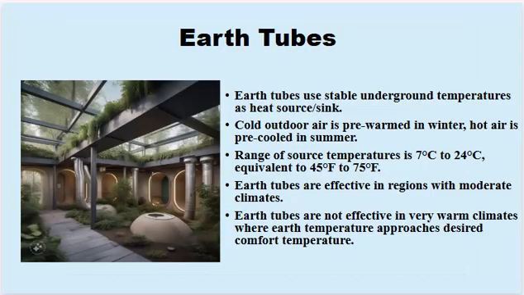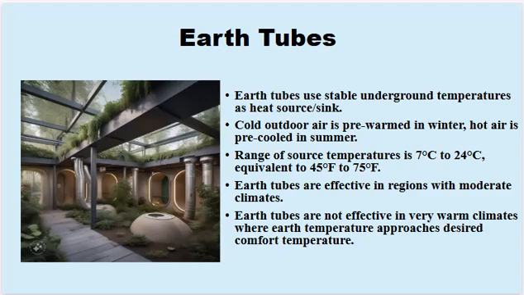Earth tubes. Stable underground temperatures. Earth tubes utilize the consistent, stable temperatures found underground to either heat or cool air, depending on the season. Pre-warming and pre-cooling. In the winter, cold outdoor air is pre-warmed by passing through the earth tubes, while in the summer, hot air is pre-cooled, reducing the load on HVAC systems.